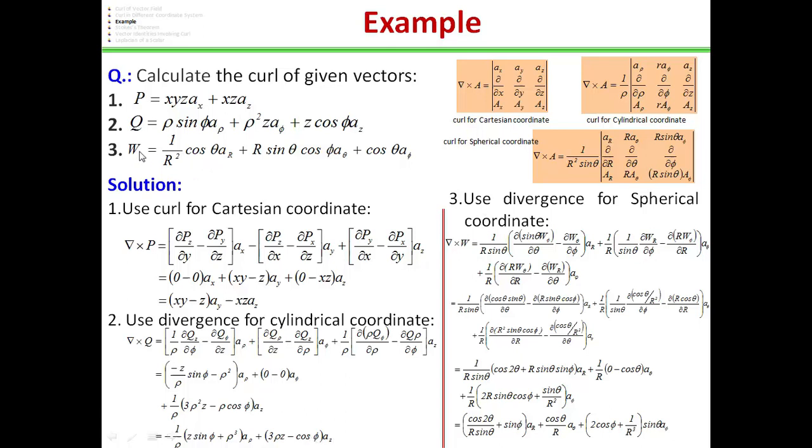And in the third question, W is given in the spherical coordinate system. So for this, we will apply the curl of a given vector in the spherical coordinate system to find the curl of W. After putting the components W r, W theta and W phi from the given W and differentiating with respect to r, theta and phi, we will find the curl of vector field W. And finally, we will have cos 2 theta by r sin theta plus sin phi ar plus cos theta by r a theta plus 2 cos phi plus 1 by r cube sin theta a phi.